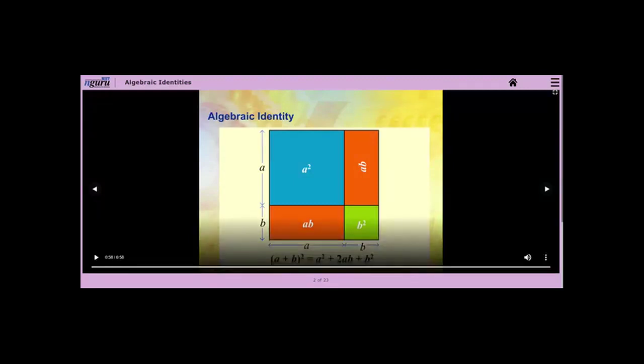That blue part has a as side. Its area is a squared because it is a square. And the orange part has a and b as sides. Its area is ab. And the green part has b as side. It is a square, so its area is b square. So when you add, a plus b the whole square is a square plus 2ab plus b square.